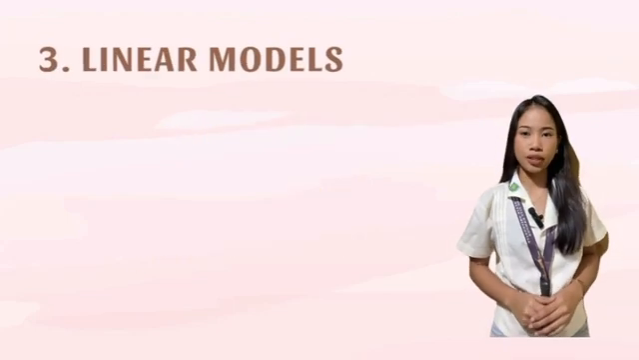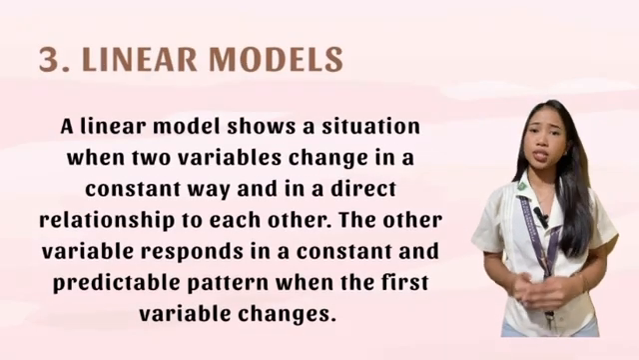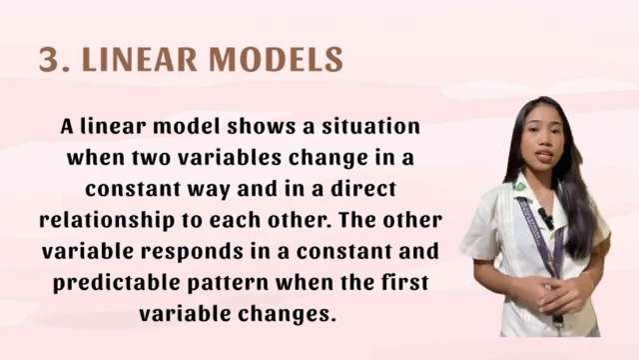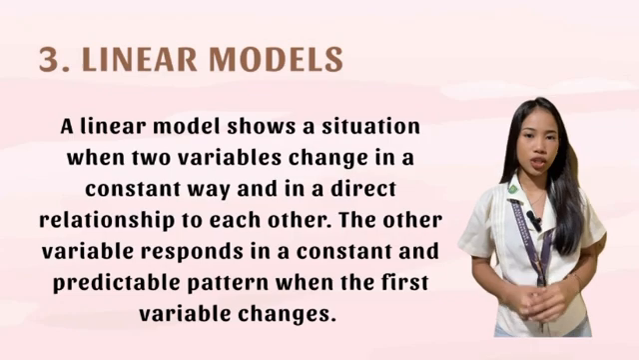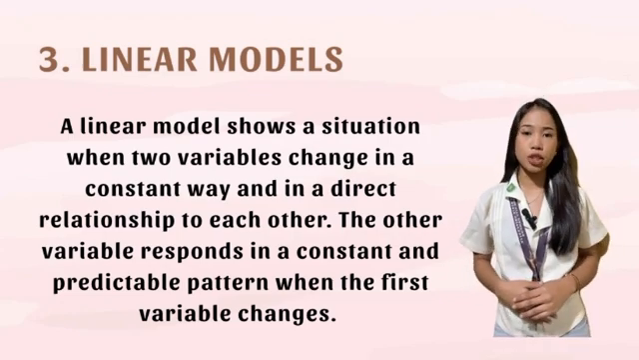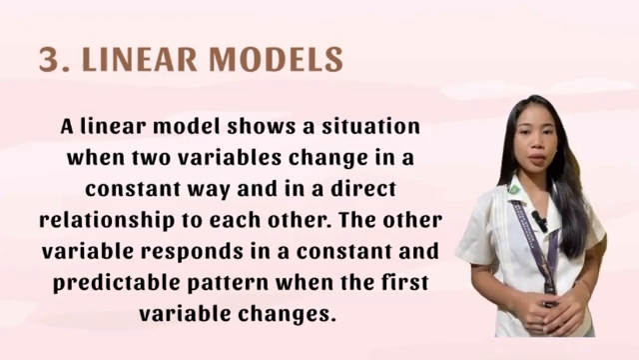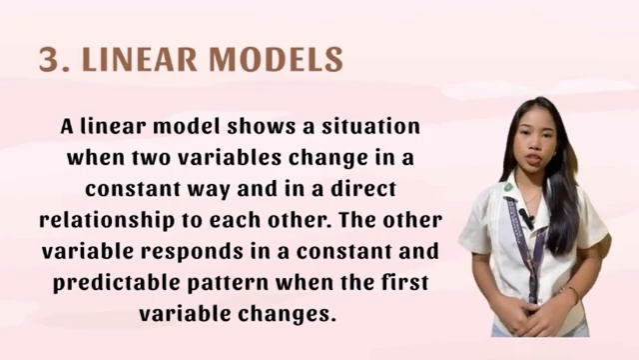The third type of mathematical model is the linear and nonlinear models. First is linear models. A linear model shows a situation when two variables change in a constant way and in a direct relationship to each other. The other variable responds in a constant and predictable pattern when the first variable changes.